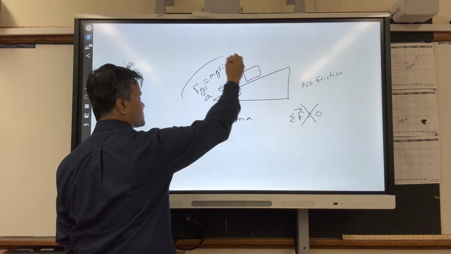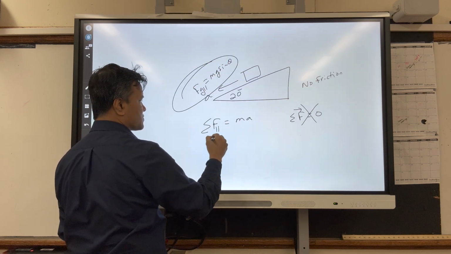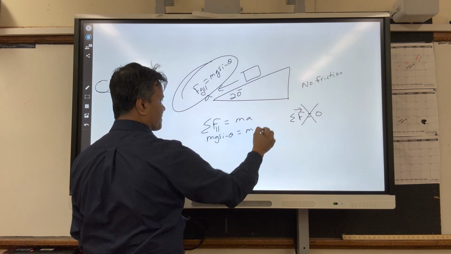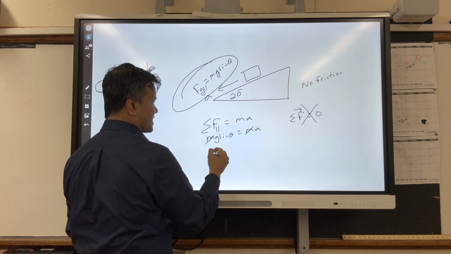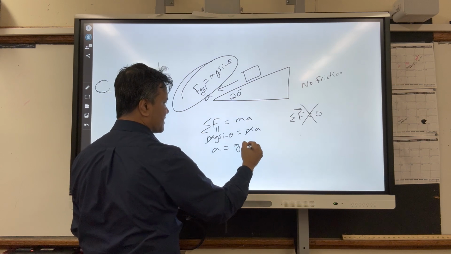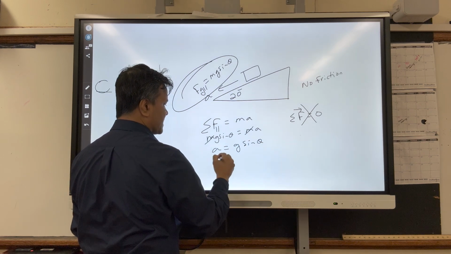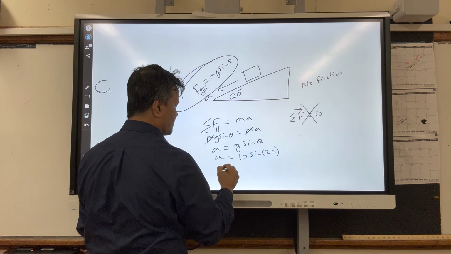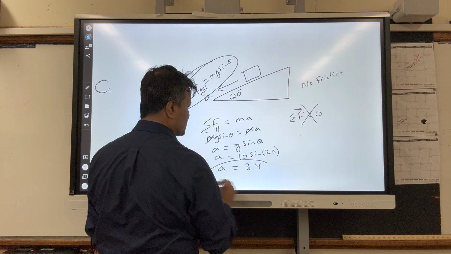Okay, so how many forces do you see? You only see one force, mg sine theta, right? Is equal to ma. Cancel. So acceleration is g sine theta. So acceleration is 10 sine 20, and that's going to give you 3.4, right? Super easy.